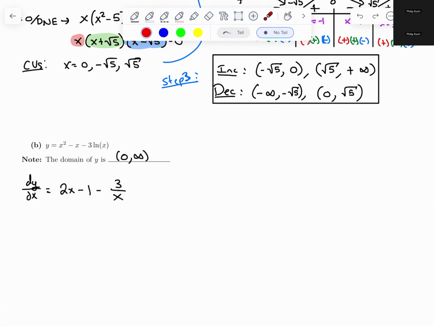I want you guys to find the critical and semi-critical values of this function. So go ahead and set it equal to 0, find where it doesn't exist, and write it as something that you can find the zeros of, the critical values.